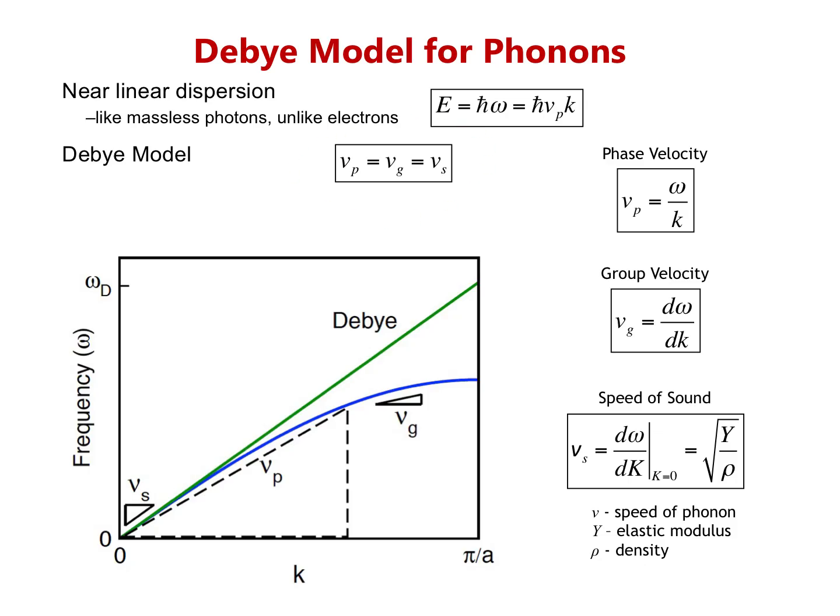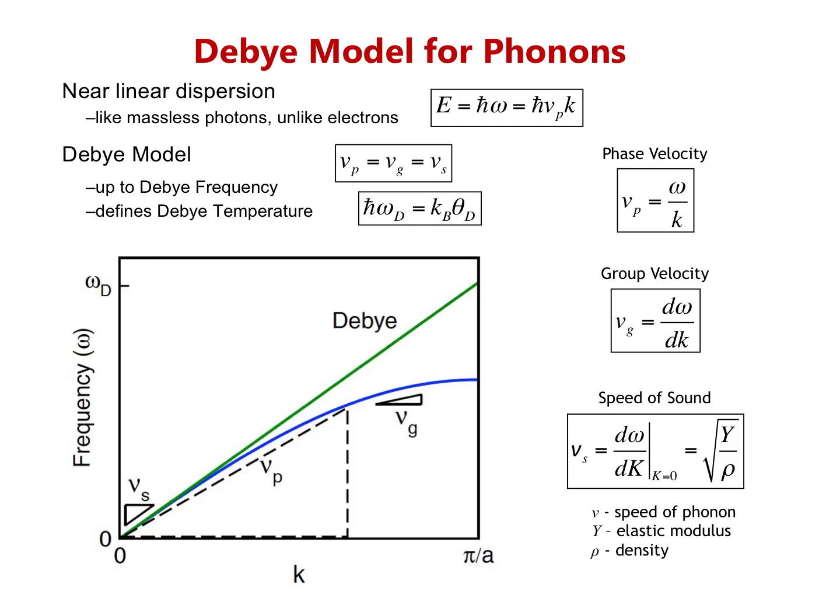Because phonons only exist from 0 up to a maximum k vector, the frequency or energy of phonons can only exist up to a maximum frequency or energy. This maximum frequency is called the Debye frequency, or in terms of energy and measured in Kelvin, it is called the Debye temperature.